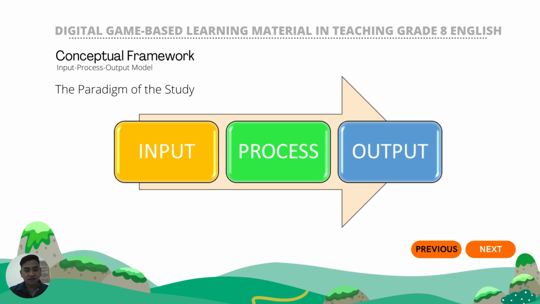For the paradigm of the study, I used the IPO model, which is the input-process-output model. For the input, the least learned topics for each quarter, grammar topics to be specific, are the input in this learning material. I have included the least learned topics or competencies based on MELC in year 2020-2021. The process includes the development phase and the evaluation phase of the learning material.